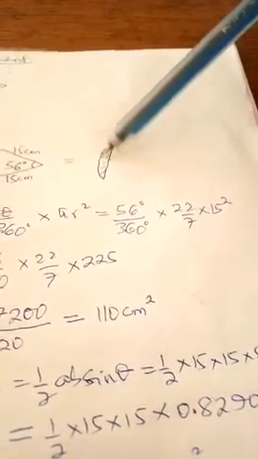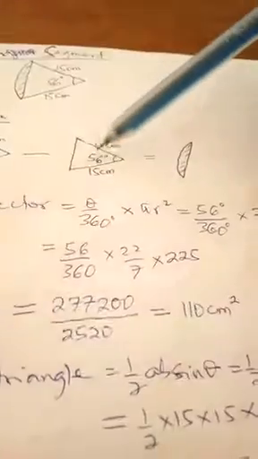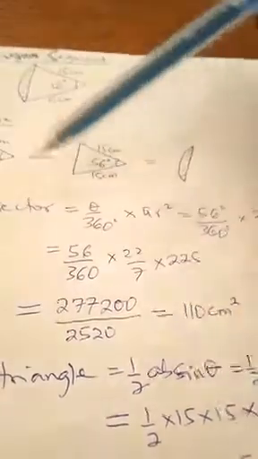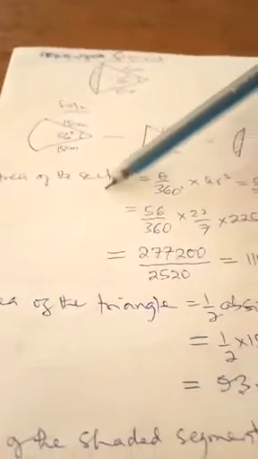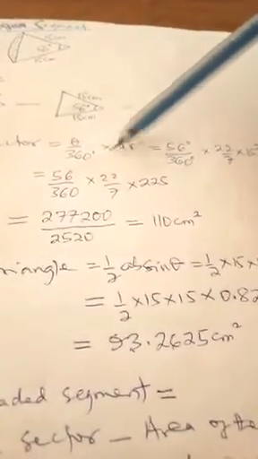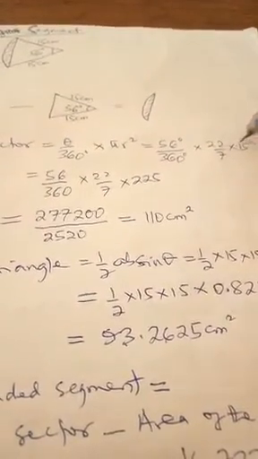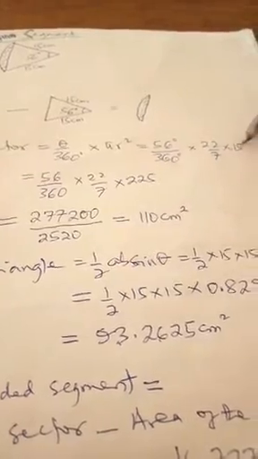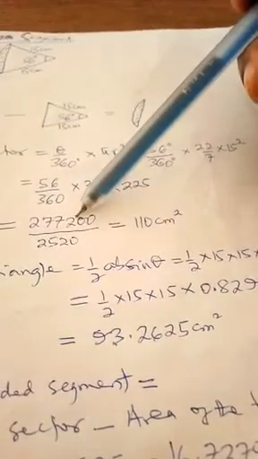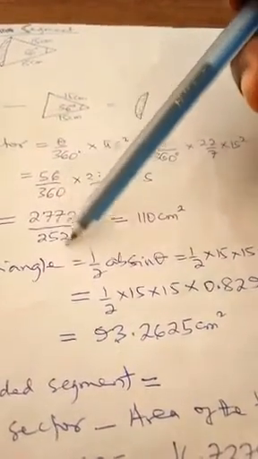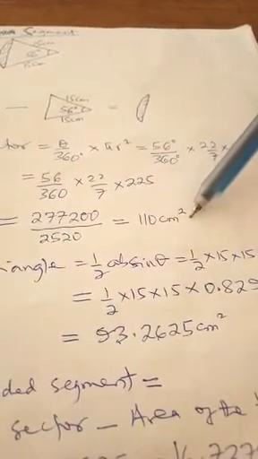So if I want the area of this shaded part, the simple thing I'm going to do is to look for the area of this sector, look for the area of this triangle, then subtract, and you will get the area of this shaded part. Therefore, for the sector, its area is, as usual, theta over 360 times pi r squared. The angle is 56. Use 22/7 for pi. Your radius is 15. Remember to square. 15 squared is 225. Multiply your top numbers, you have this. Multiply the bottom numbers, you have this. Divide this. Area of the sector is 110 cm squared.